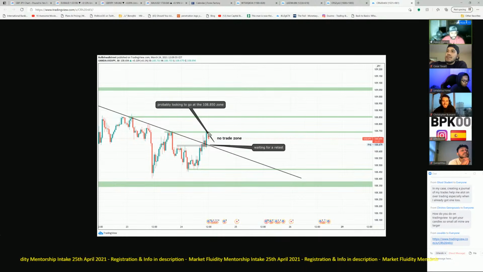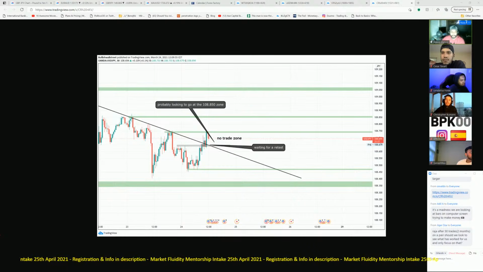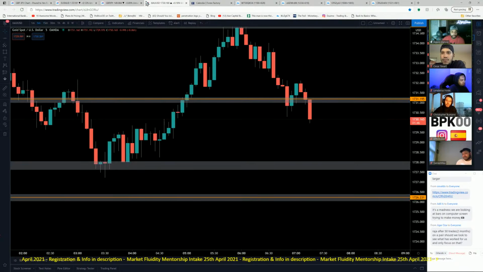This is USD/JPY, no trade zone, waiting for a retest, probably looking to get into this area. I think you got better chances of buys about 108.750, and then probably sells below, I would say right over here, 108.600. That looked good. Clean candle to the left hand side. But also look to see how big your ranges are, right? Very important. Mostly ranges on USD/JPY are pretty small. You got like a 12 pip range, 14 pip range. That's not enough range to take a trade. So there's a lot of waiting around on USD/JPY.